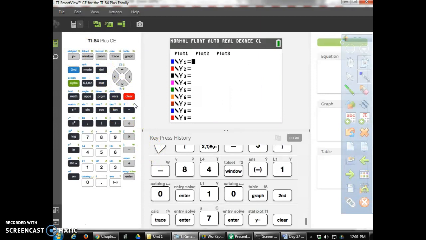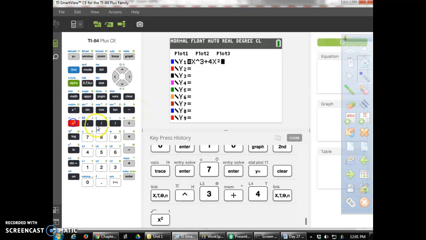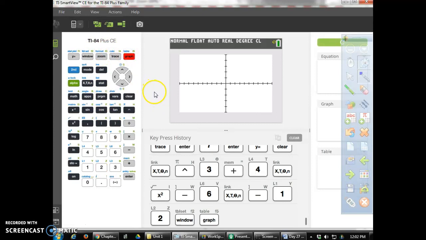Okay, so here I have x to the 3rd, and then I have plus 4x squared. Then I have minus 6x minus 12. Okay, let me check my window. That's reasonable, so I'm going to graph it.